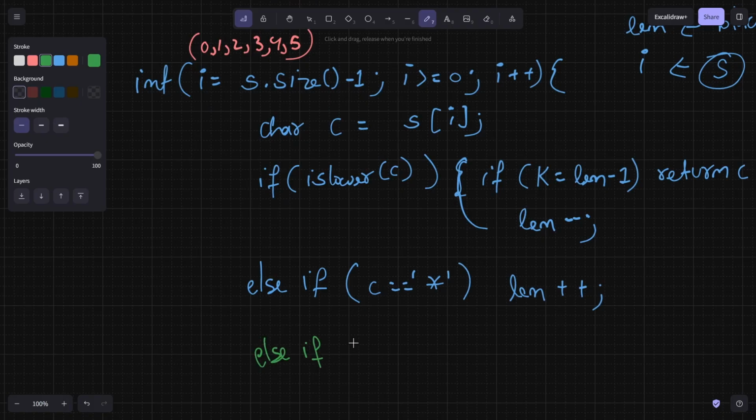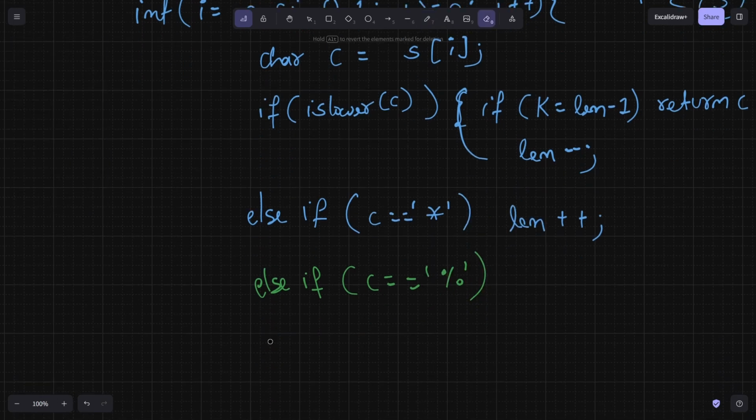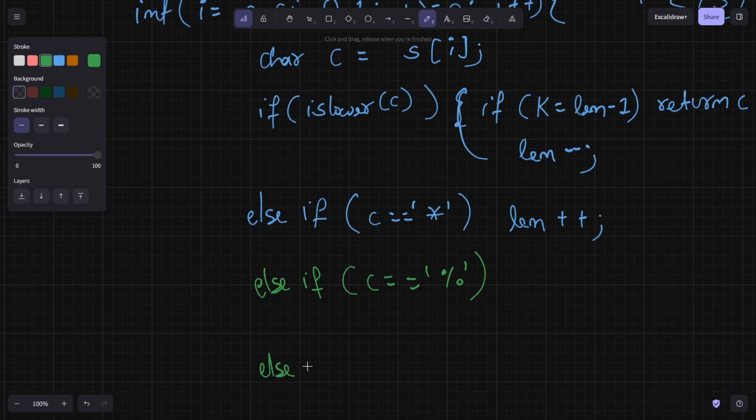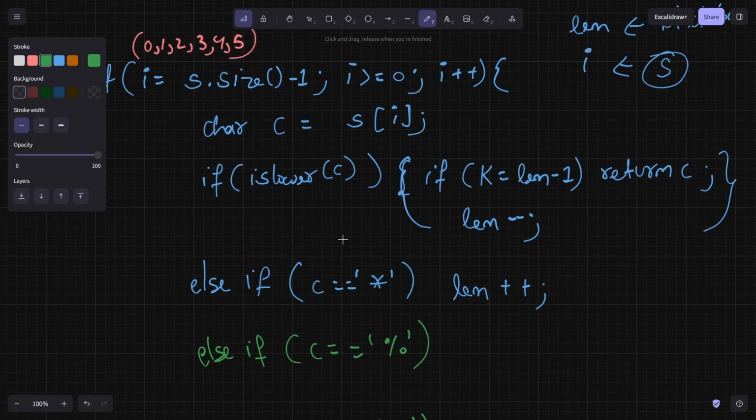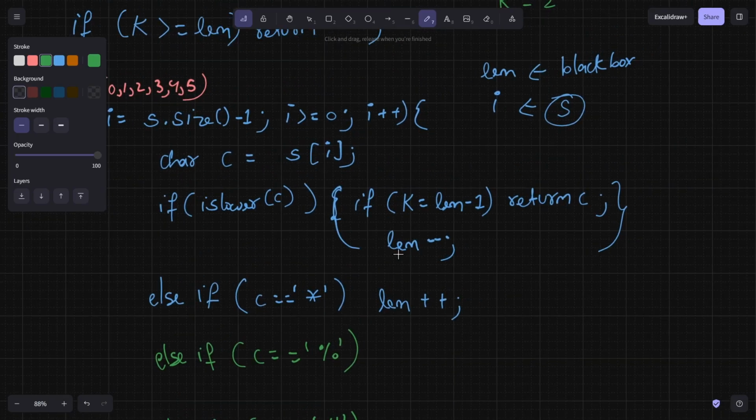Else if character equal to modulo and character equal to, else if character equal to hash, okay. So we are going to handle it soon, but let's take an example with only the lower case character, okay.